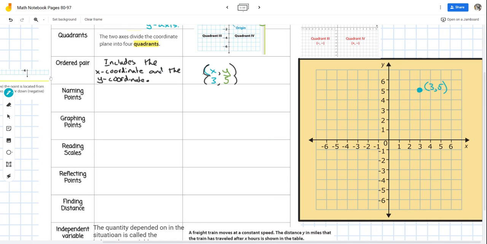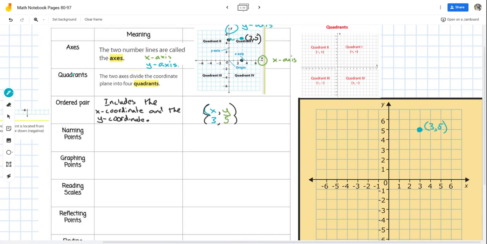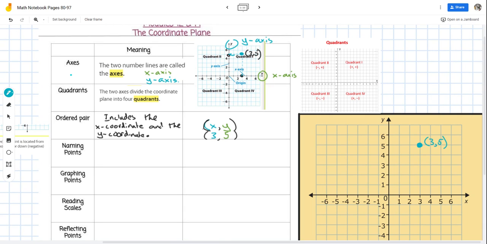So I'm going to zoom out again. I know I'm going kind of fast and I have a lot going on this page, so please just bear with me here. The next definition we have is naming points. And when you name a point, you're giving a point on a graph a name. So you're giving it a designation. So designating a point on a graph.